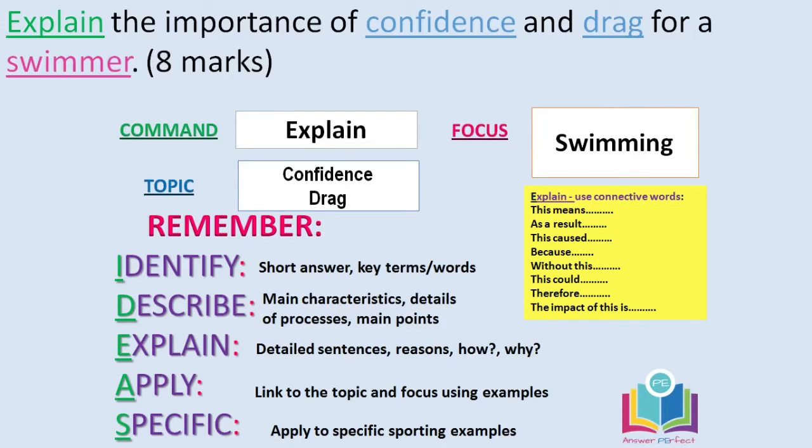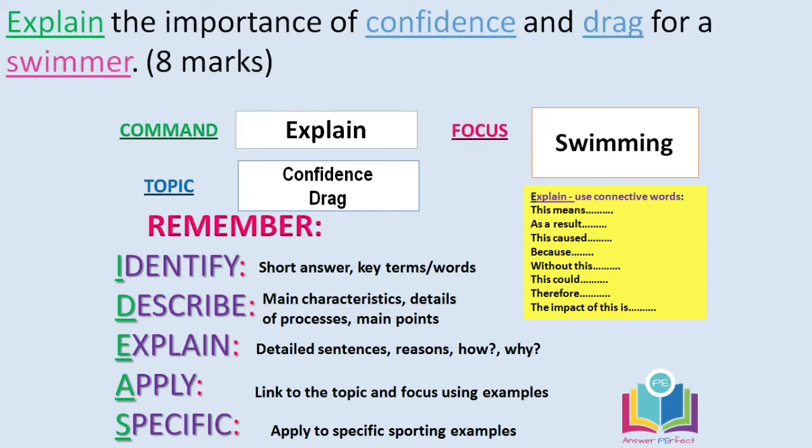I'll explain the relevance of the focus area in a minute, but I'll quickly just recap our ideas framework. We need to be able to identify, so that's short answer, key terms, keywords, so that'll be things like what is confidence, what is drag. Then we need to be able to describe the main characteristics, the details of any processes, main points. Then we need to be able to explain, so this is where you give reasons why something's occurred or hasn't occurred, how things happen, why something happened, and usually it's detailed sentences. You then need to remember to apply it to the topic area, or areas in this case, and focus using examples relating to the focus area.